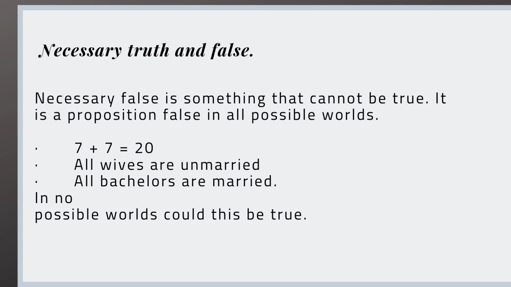Necessary falsehood is something that cannot be true. It is a proposition false in all possible worlds. 7 + 7 = 20. All wives are unmarried. All bachelors are married. In no possible world could these be true.